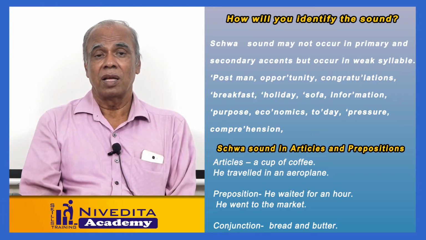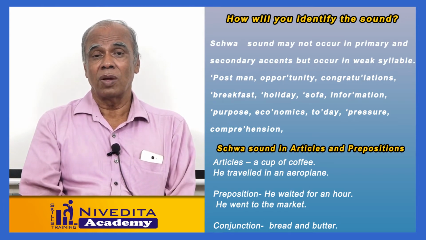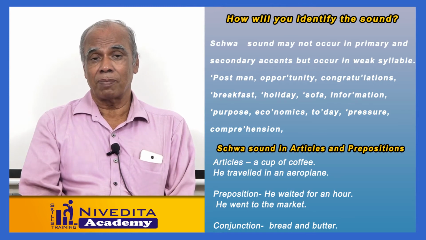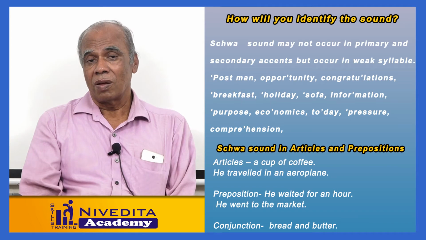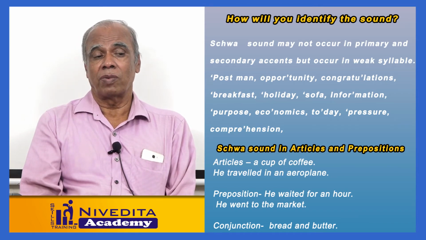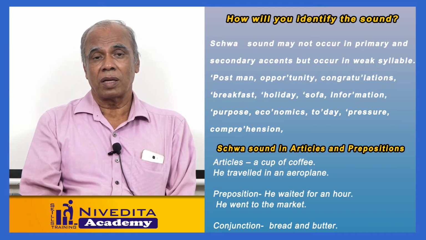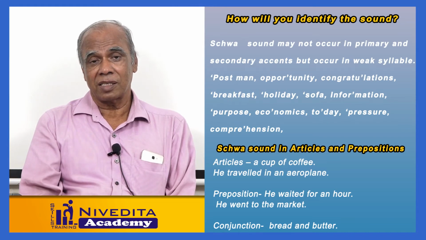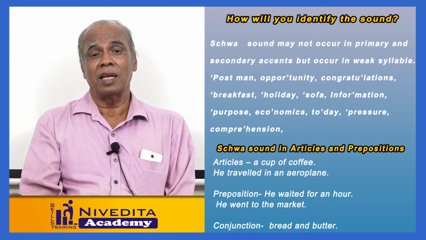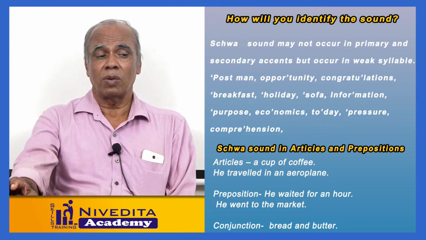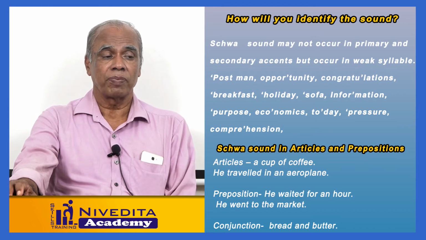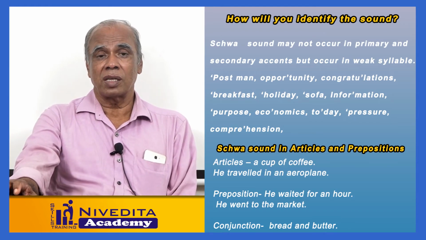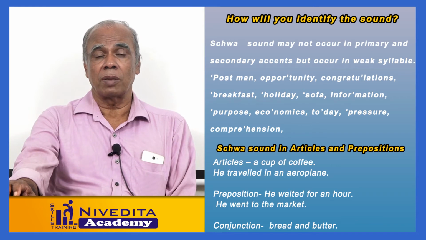Comprehension. You have hen, that is the primary stress. Shen is a weak vowel. Com has a secondary stress. Pre is a weak vowel. So all these are weak vowels, and you can say it is the schwa sound. Schwa sound occurs in articles, pronunciation and prepositions.